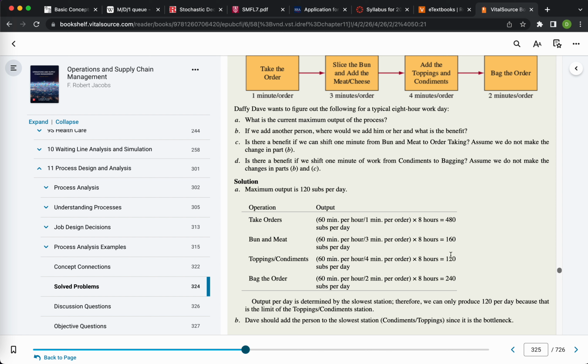So of the 4 operations that you have, this is the one that you can do the least, because this is the one that takes the longest. So the capacity of the process is 120 because that is the bottleneck, right?